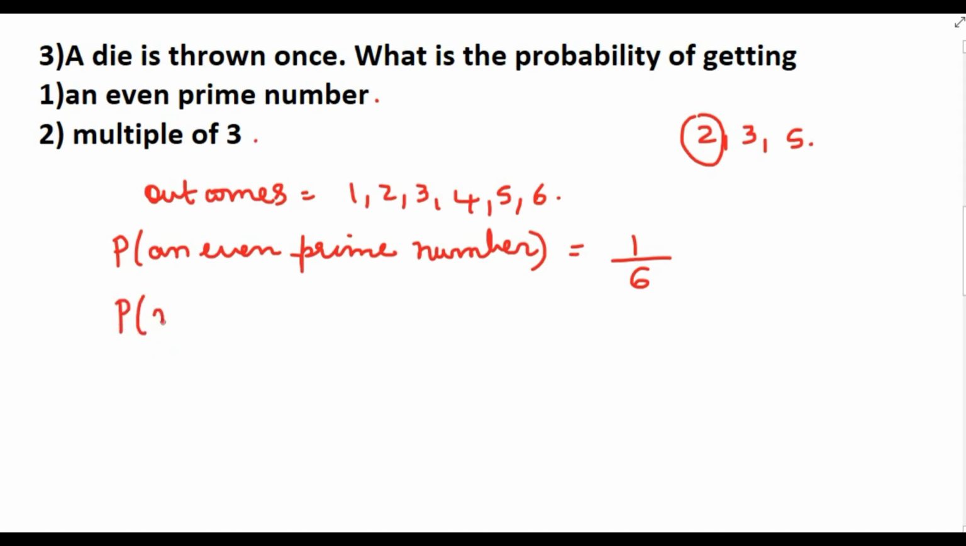Again, the probability of getting a multiple of 3. So from this, which are the multiples of 3? We know 3 ones are 3 and 3 twos are 6. So the favorable outcomes are 3 and 6. The total number of favorable outcomes is 2 and the total number of outcomes is 6. So it is 2 by 6.